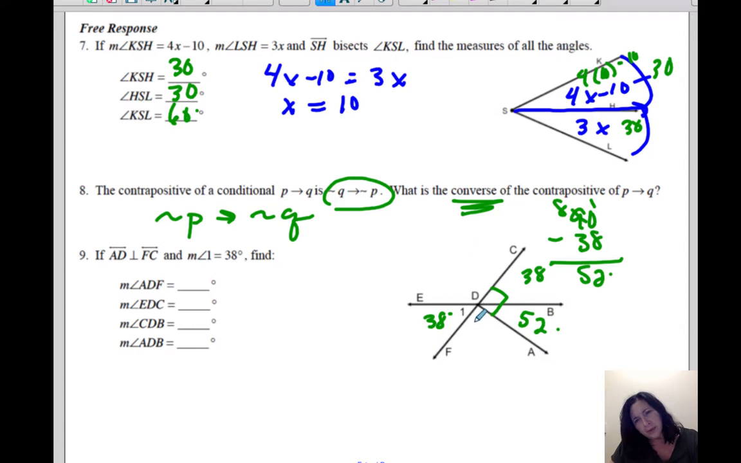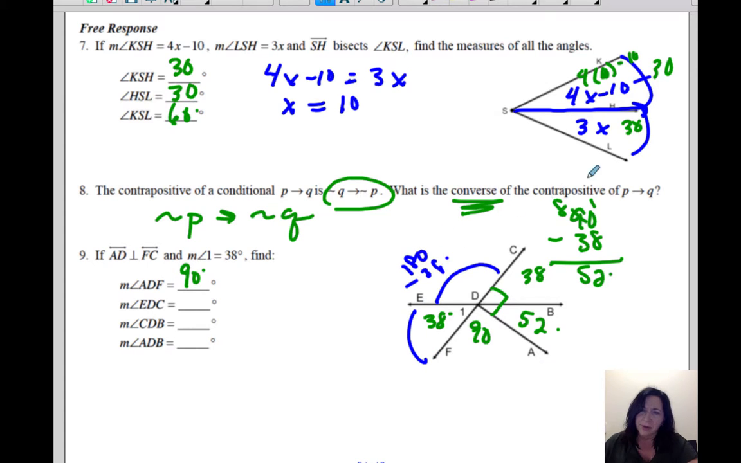Okay, we know this is 90. So what do we want to know? Fill in the blanks. Angle ADF, so that's 90. All right, we know that EDC, oh, this angle here. If this angle is 38, that angle is going to be 180 minus 38 degrees. What's that, 142? So EDC is 142. CDB, well, that's 38 degrees. And ADB, 52 degrees. Okay.